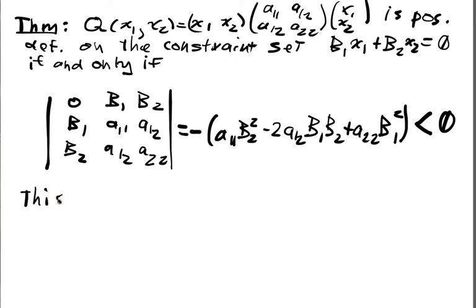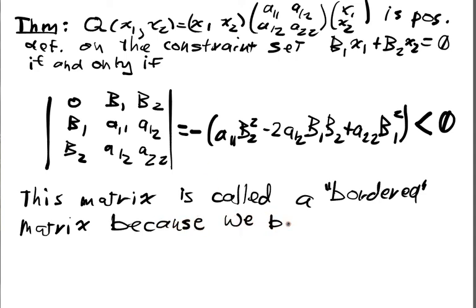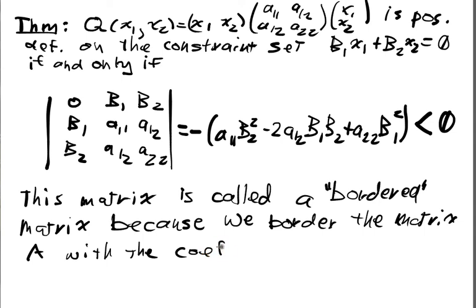This interesting matrix that we have just seen is called a bordered matrix, because we border the matrix A with the coefficients from the linear constraint.